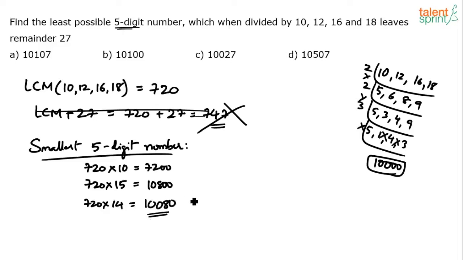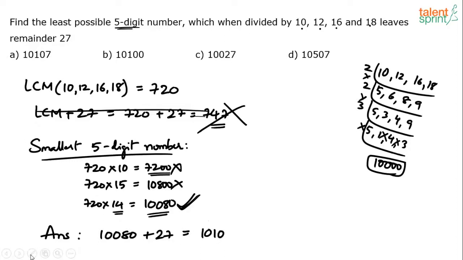Yes or no? Smallest. The previous multiple cannot be considered because it is less than 10,000, not a 5-digit number. This is a 5-digit number, but if I subtract 720 from this, which means if I take the 14 multiple, even then I'll be getting a number which is greater than 10,000. So 10,080 is the value. But 10,080 is the value which is divisible by 10, 12, 16 and 18. We want the remainder to be 27, right? So the final answer will be what? 10,080 plus 27, which is 10,127.